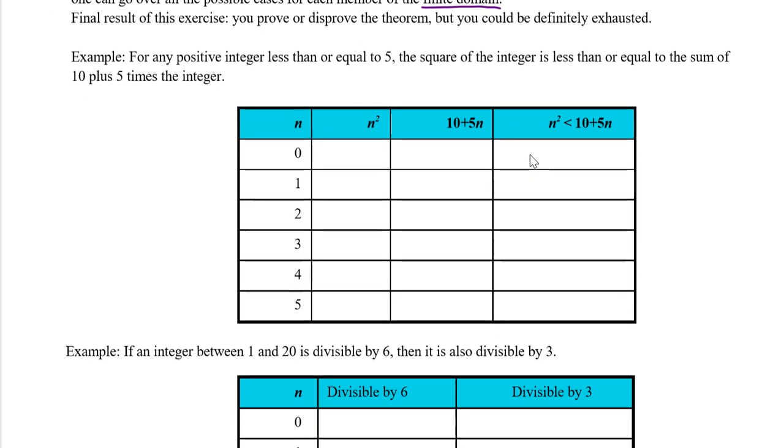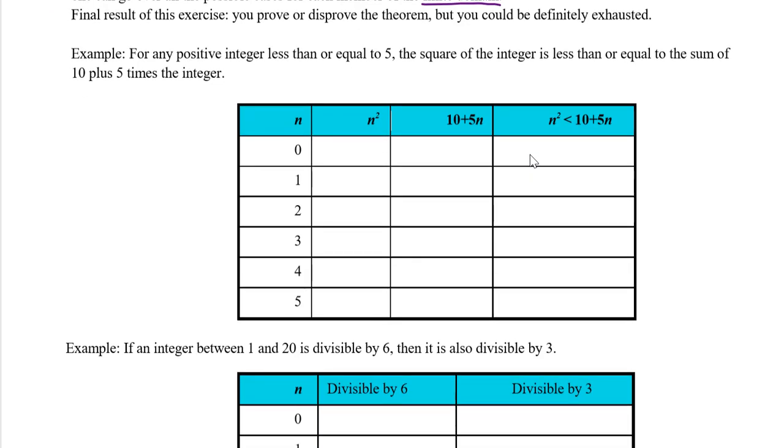So in this example, for any nonnegative integer n less than or equal to 5, the square of the integer is less than or equal to the sum of 10 plus 5 times the integer. So here we try 0. 0 squared is 0. 10 plus 5 times 0 is 10. And is 0 squared less than 10? Yes. And the same way we try 1.